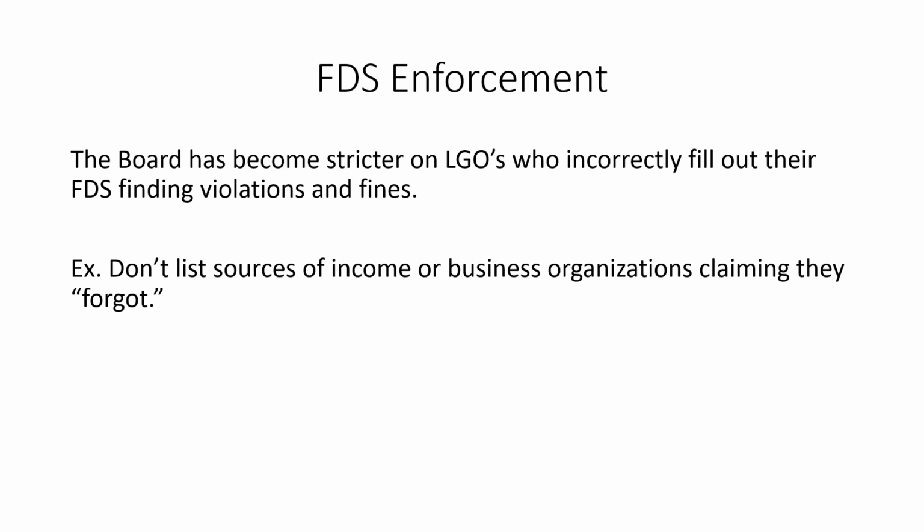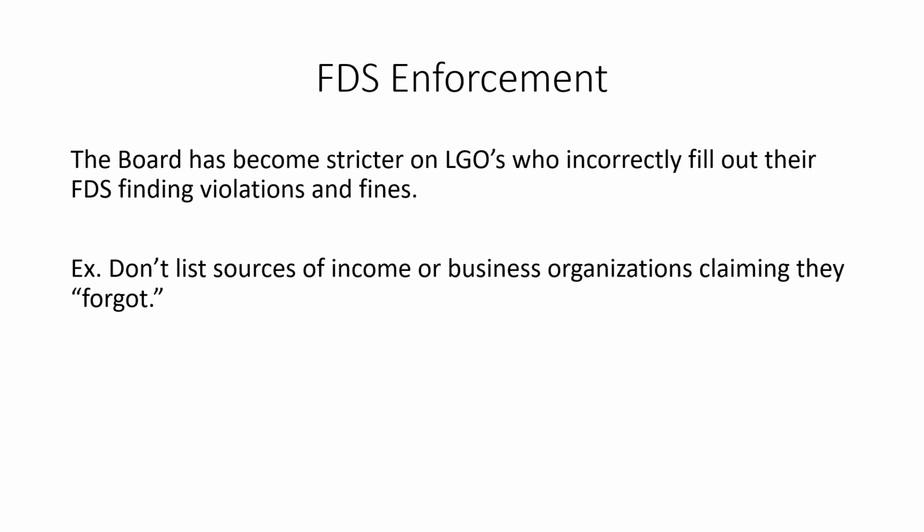Now, also as a friendly reminder, the board has become stricter on LGOs who incorrectly fill out the FDS. Example, LGOs who just don't list anything for a source of income. It's going to be very rare for somebody in the state of New Jersey to not have any income and still be living here. Because source of income obviously applies to everything: employment, wages, pension, Social Security, etc.